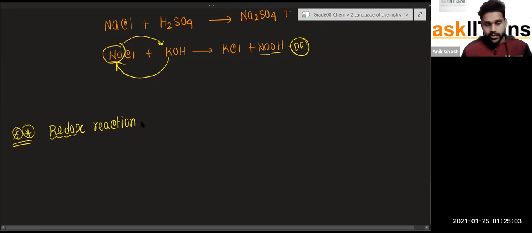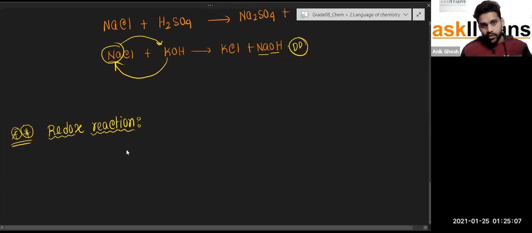So what is a redox reaction? When reduction and oxidation, both of them are occurring in a reaction, we call it a redox reaction. Fine.